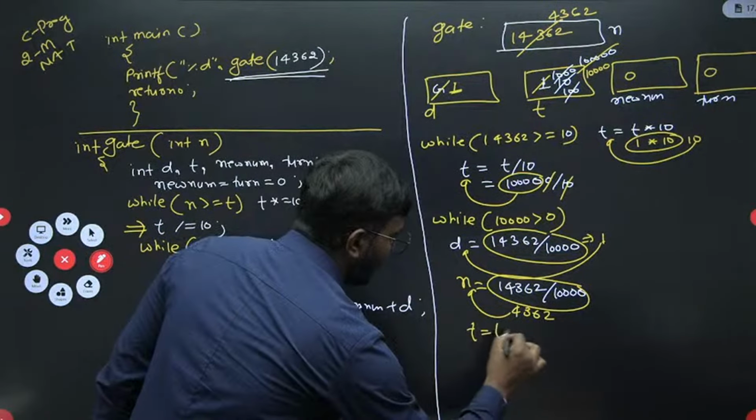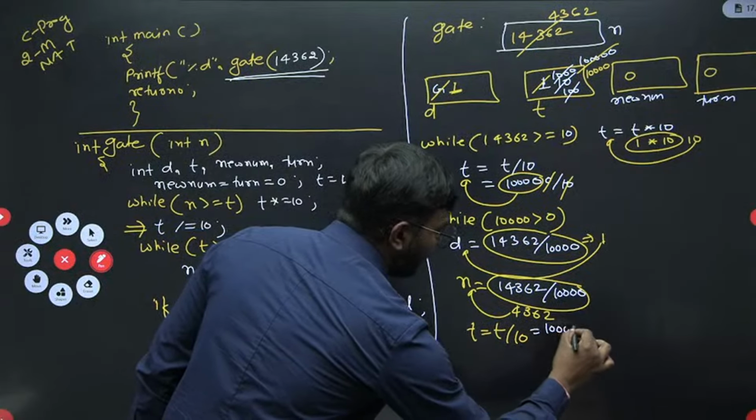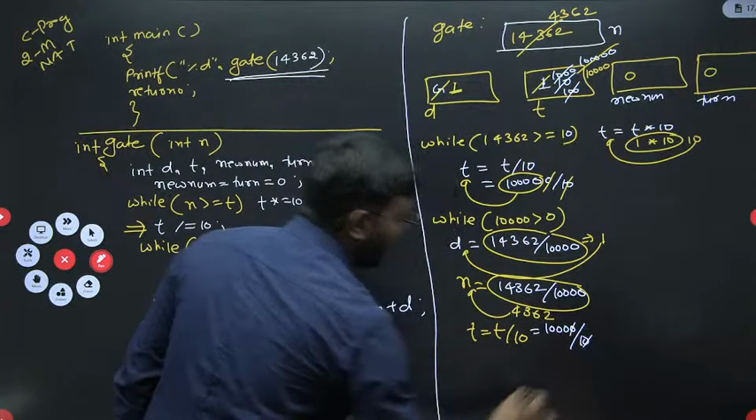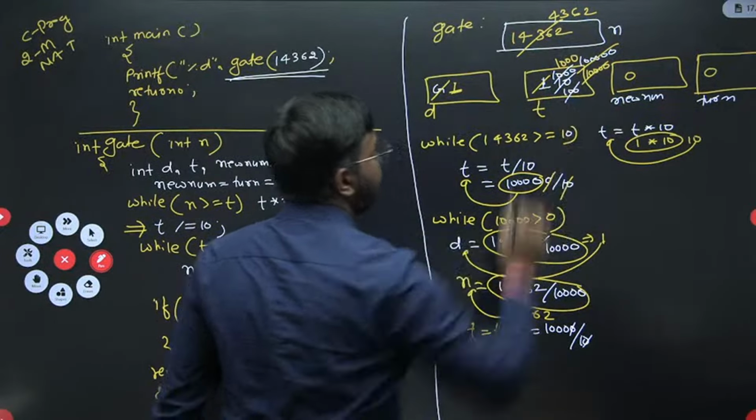t is equal to t divided by 10. Understood? What is the current t value? The current t is 10,000. So 10,000 divided by 10 becomes 1,000. Now this t value is 1,000 only. Understood?